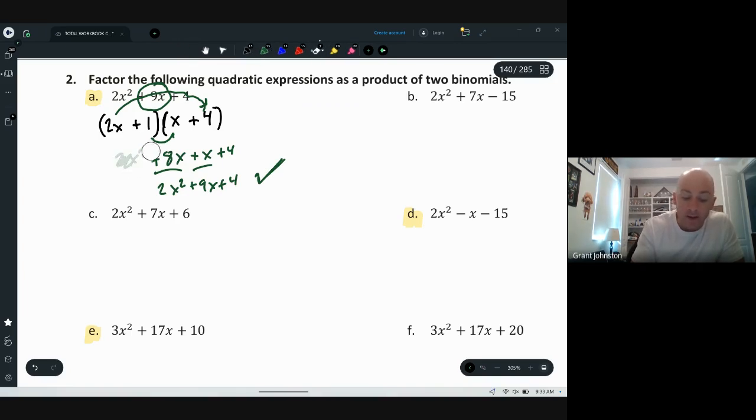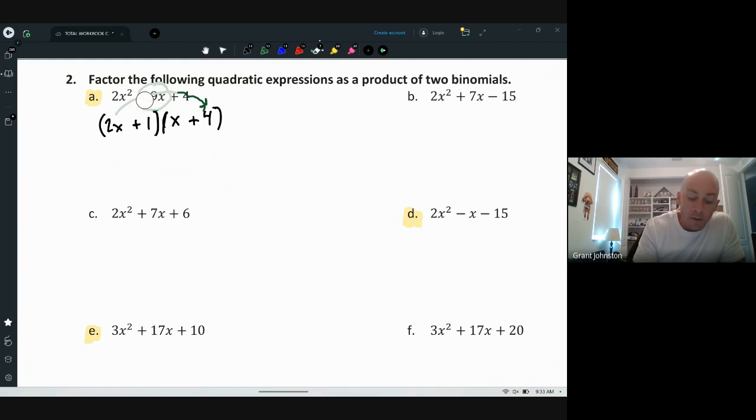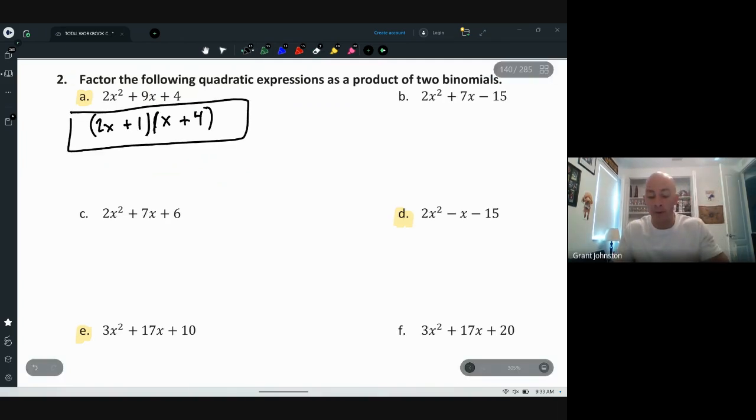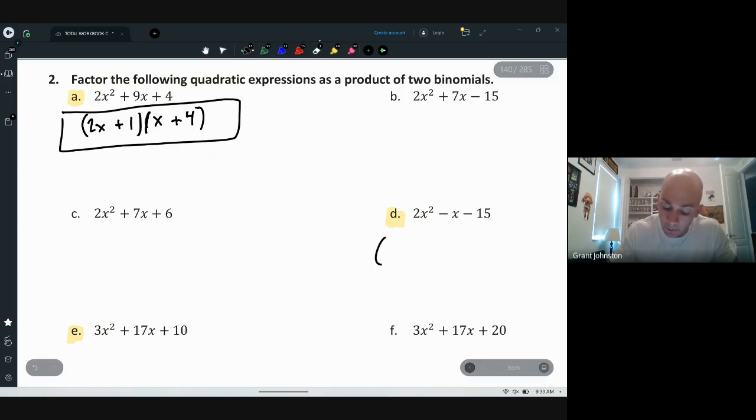Now, I know this is just example 1, but if this guess and check concept is totally a mess for you, there are other methods to factor. And I encourage you to look them up if you need to. But this is the answer for this one. I'm going to jump around a little bit. So let me do D. Set up a template.